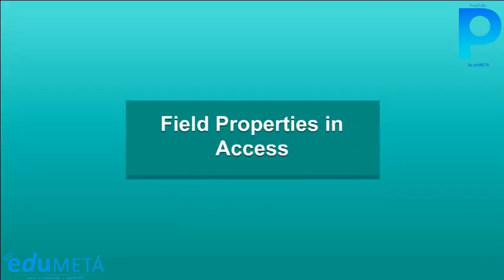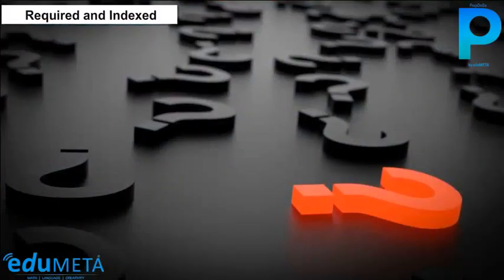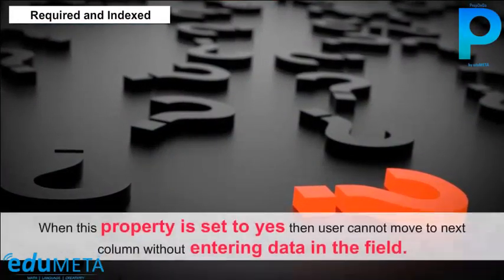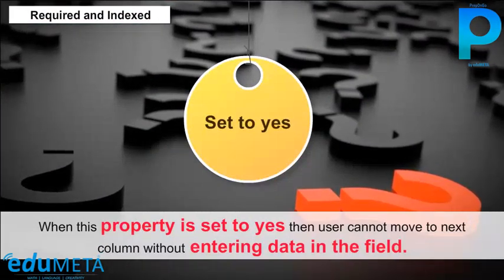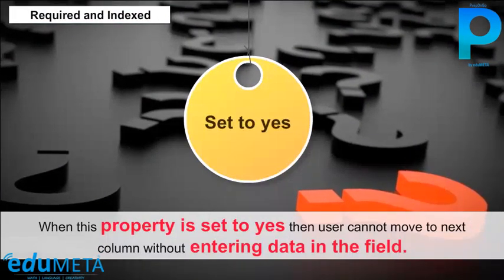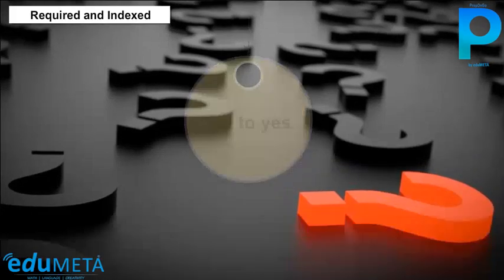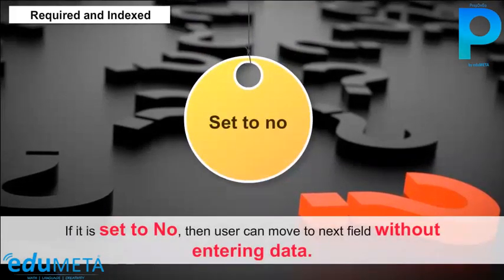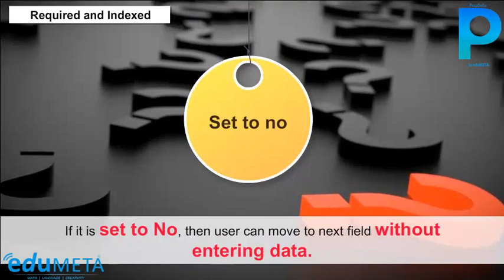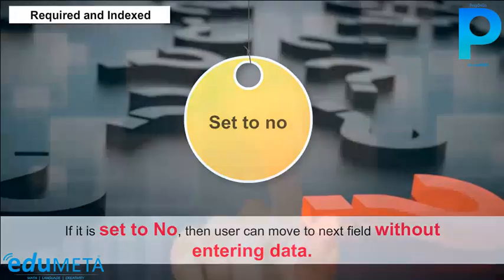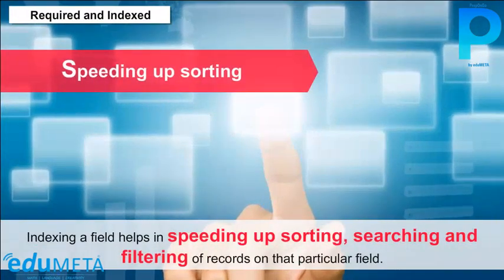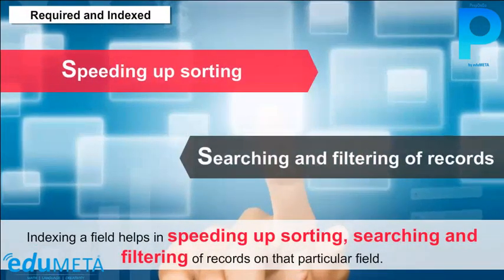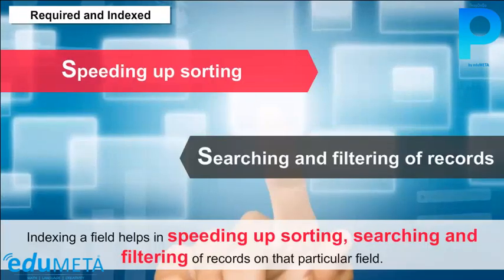Field properties in Access. Required and indexed. When this property is set to yes, then user cannot move to next column without entering data in the field. If it is set to no, then user can move to next field without entering data. Indexing a field helps in speeding up sorting, searching, and filtering of records on that particular field.